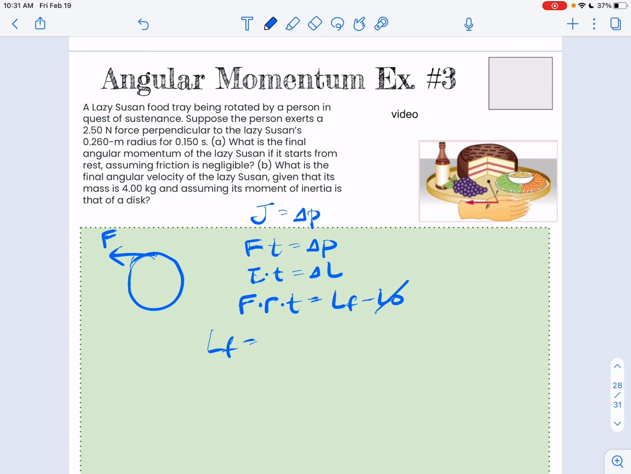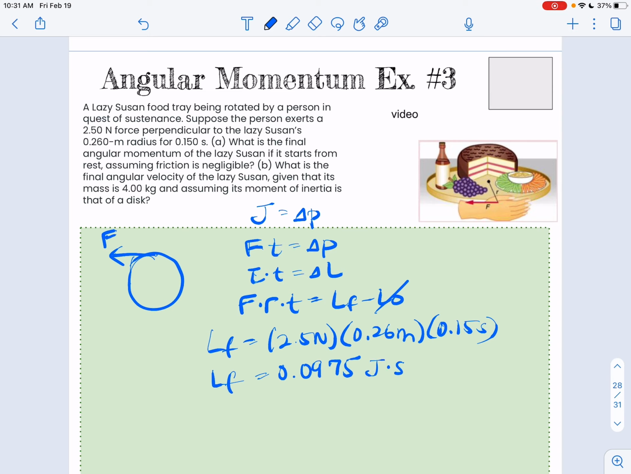So to find the angular momentum after, I just have to multiply the force times the radius times the time that it happens. And that turns out to be 0.0975 Newton meter seconds, or I guess we could call that joule seconds. Do we call that joule seconds? Let's just call it Newton meter second for a minute. I need to check on that, but joule second is probably fine. All right, so that's part 1. I'll check the units on that.